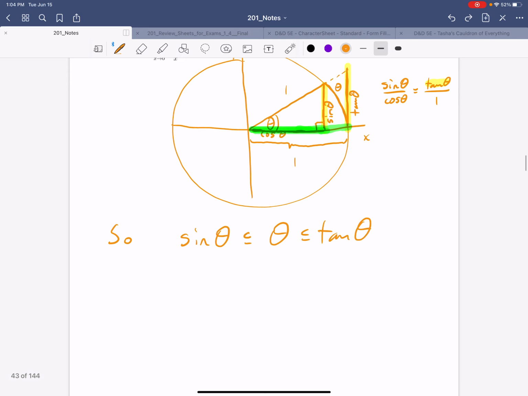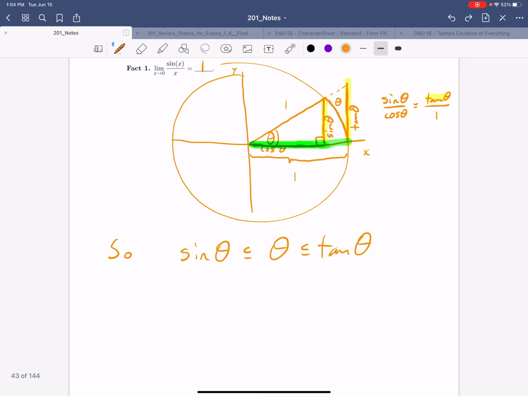Okay, now I'm going to use the imply symbol a little bit here. We're interested in sine of x over x, or sine of theta over theta. So what we're going to do is take 1 over everything. 1 over sine, 1 over theta, 1 over tangent of theta. But when you do this, you have to be a little careful. The inequalities switch directions. If 5 is less than 7, then 1 over 5 is bigger than 1 over 7. Divide by stuff, everything switches, okay?